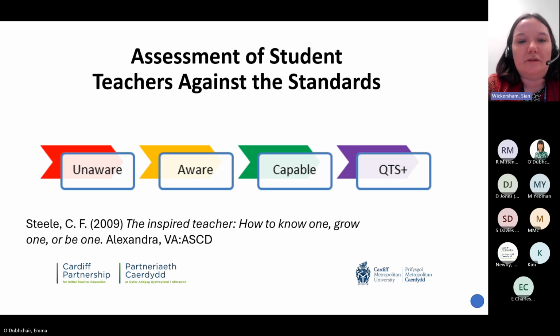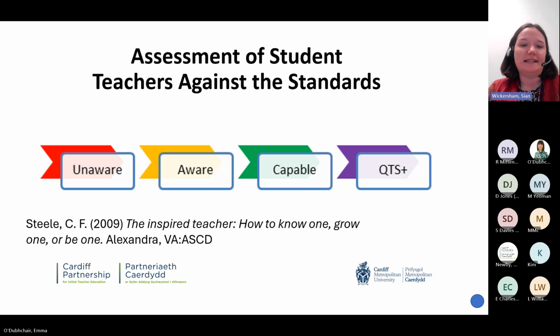So here is a little reminder of the STEEL descriptors, and these are the standards that we are assessing our student teachers against. For those of you that have been completing your learning and teaching observation this week, you will have been using these descriptors to assess against the standards that are reflected on the learning and teaching observation form. But now, during the progress review, we're going to be looking at all of the teaching standards and assessing them against these STEEL descriptors.